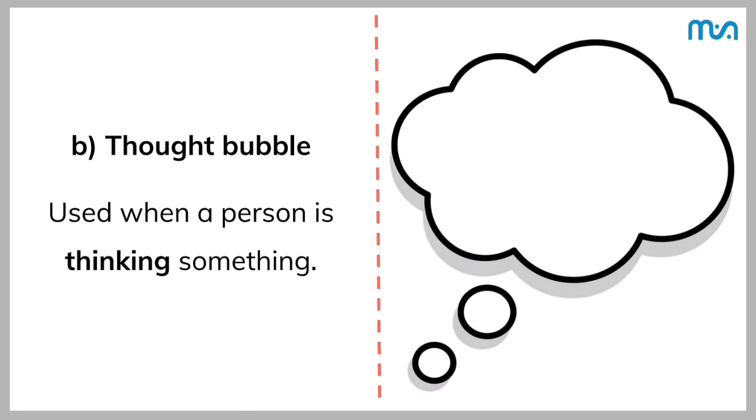And the second type of bubble is thought bubble. It is used when a person is thinking something. He is not saying it, but he is thinking it. The picture of thought bubble is shown there. Just look at it carefully.